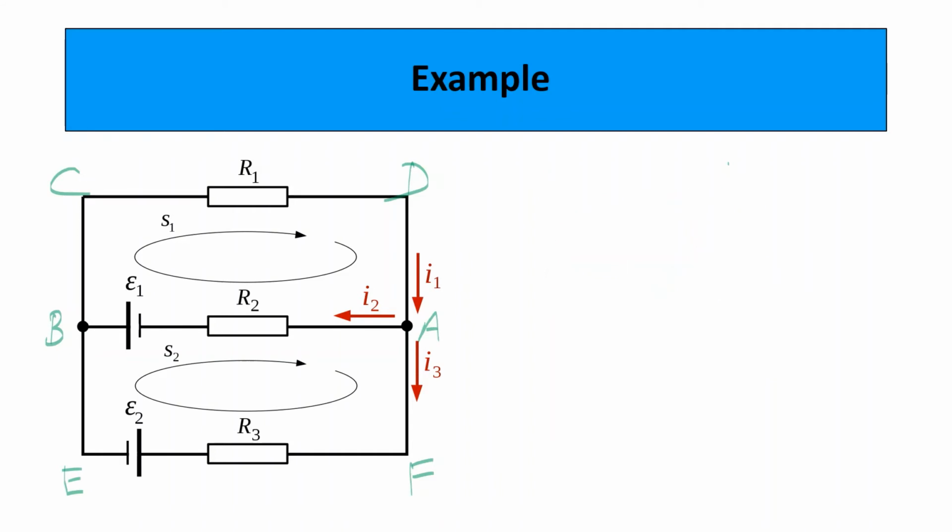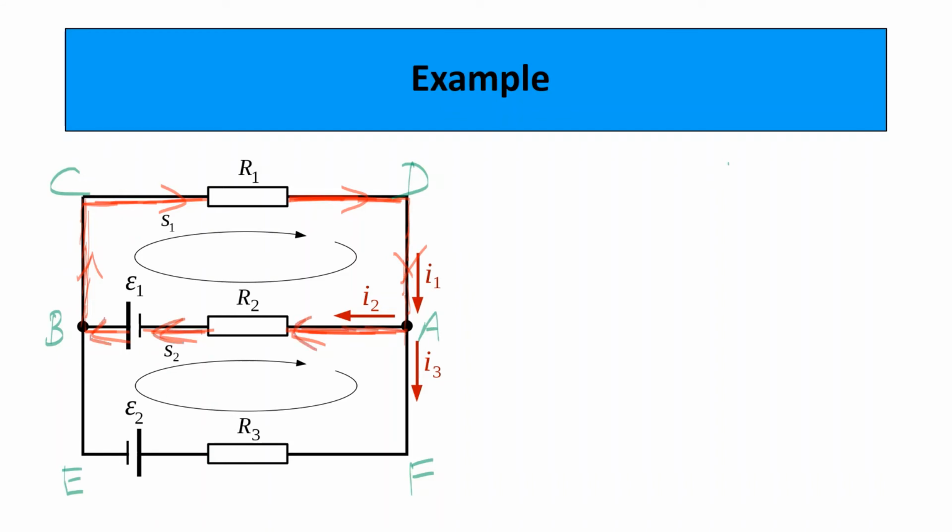First, let us apply Kirchhoff's voltage law to loop 1. Then we will apply Kirchhoff's voltage law to loop 2. The current flow for loop 1 will be as shown.